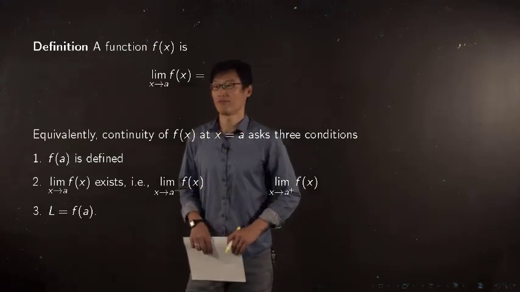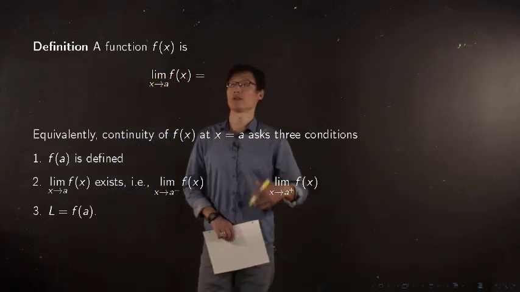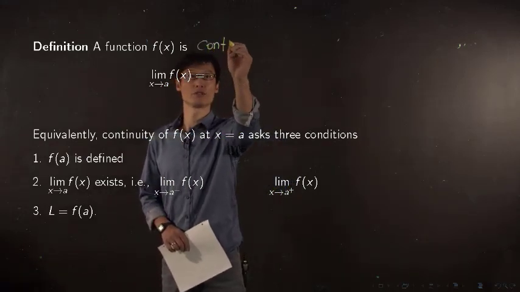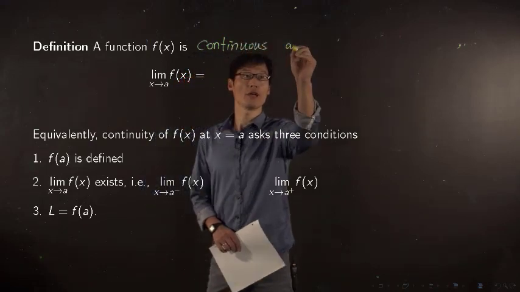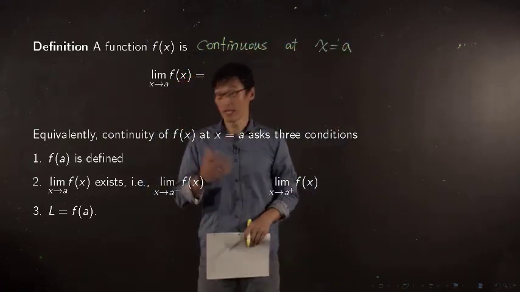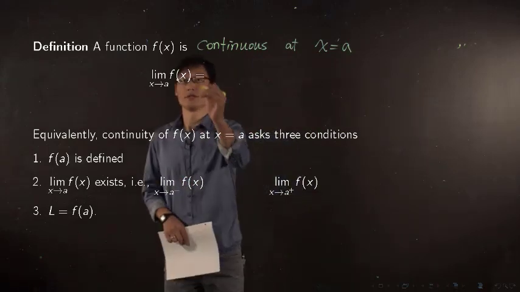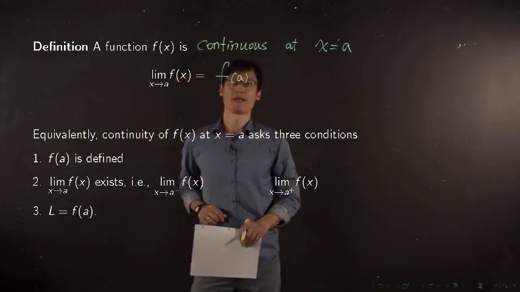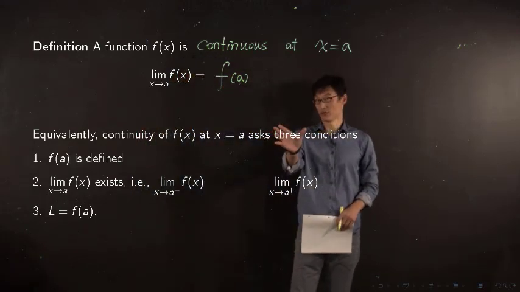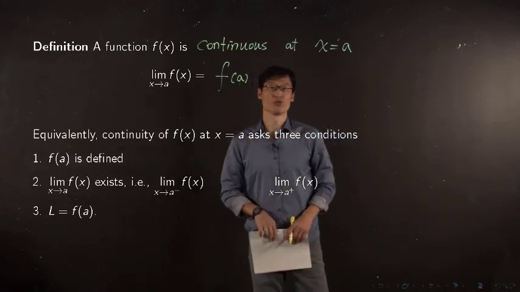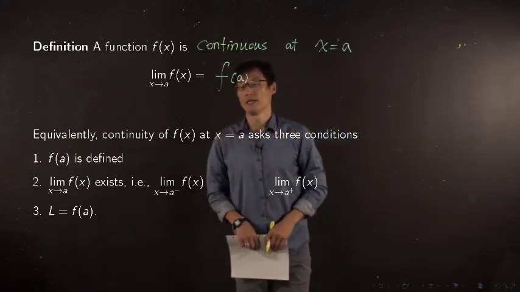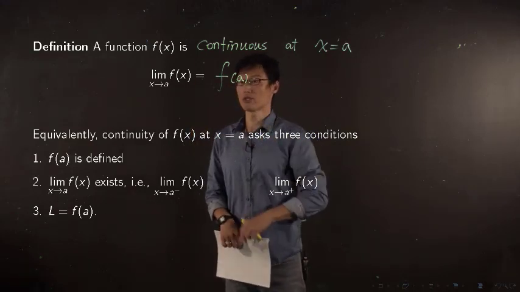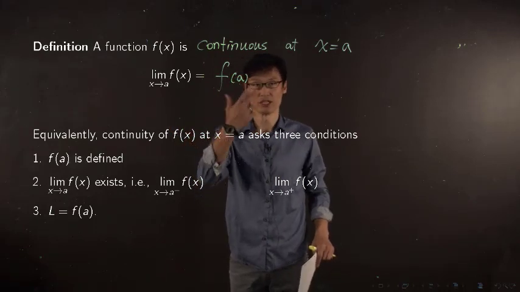Okay, so we define continuity in terms of limit. A function f is continuous at x equals a if the limit of f is exactly the value f of a when your x approaches a. So this definition defines a continuous function. Well, this is a very nice property in a sense that if your function is continuous, finding the limit is just easy. You just plug in.